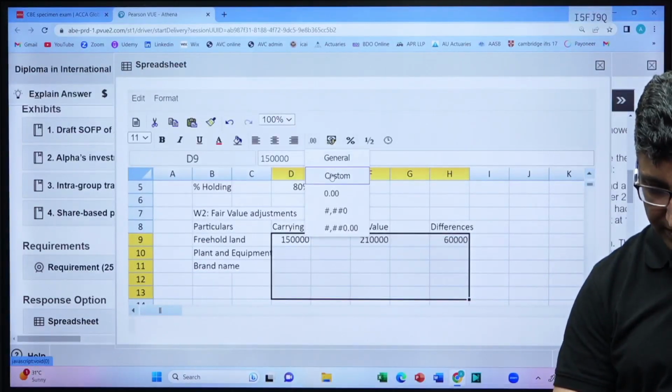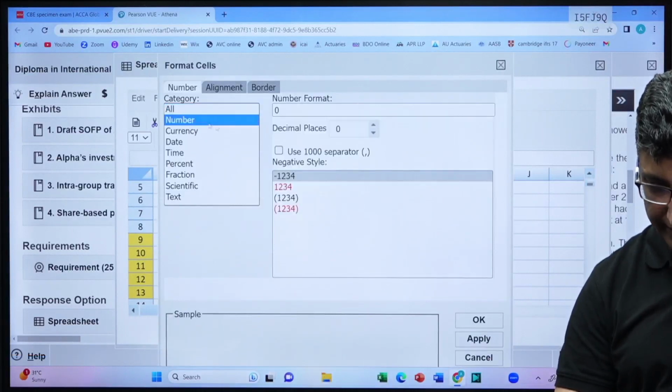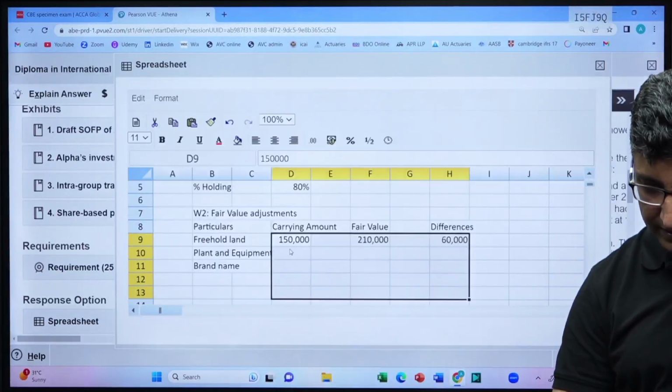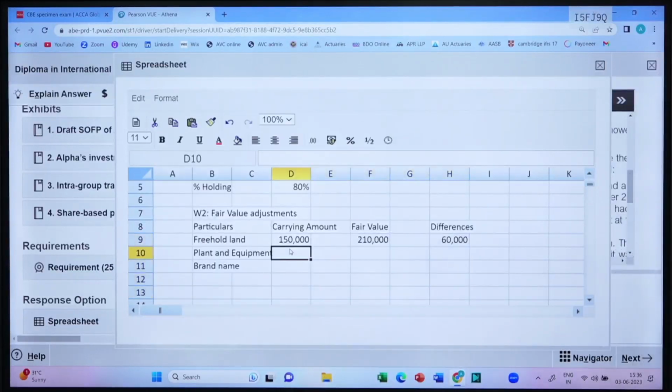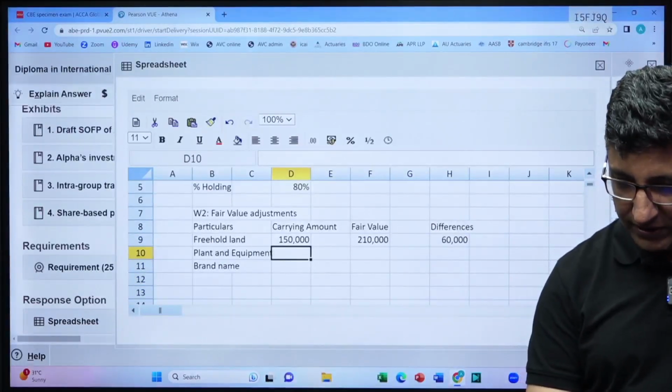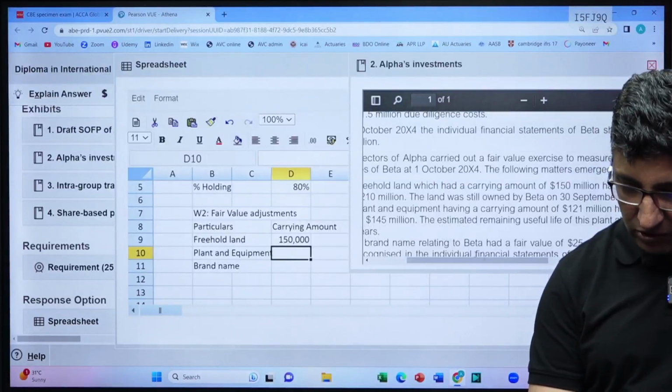I can do a customization in terms of looking at a number using a decimal place of 0 and doing a separator of, let's say, 1000. Okay, so I've got this number, which is 150, 210, and 60. I go back to my question because I have to just remind myself what all other numbers were.